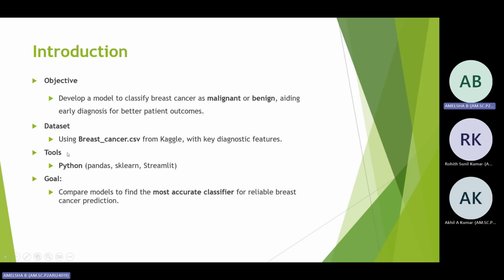Then the tools we use are Python libraries such as pandas, which helps for data manipulation and processing. Then sklearn, which helps for building and evaluating our machine learning models. Then the last one, Streamlit. It helps to create a simple interactive web application. Then our goal is to compare models to find the most accurate classifier for reliable breast cancer prediction.